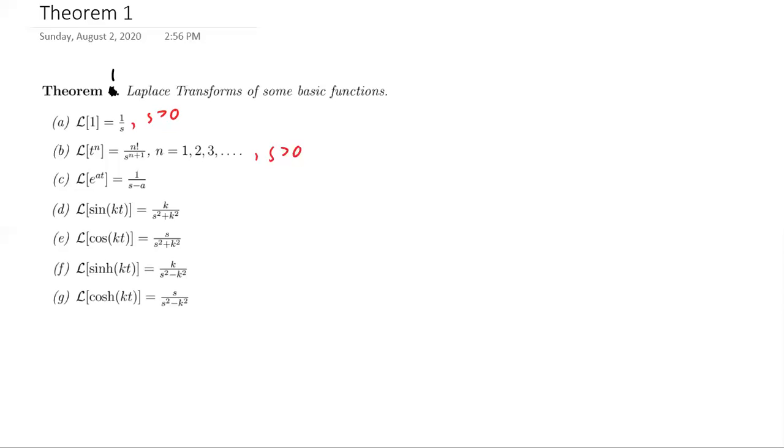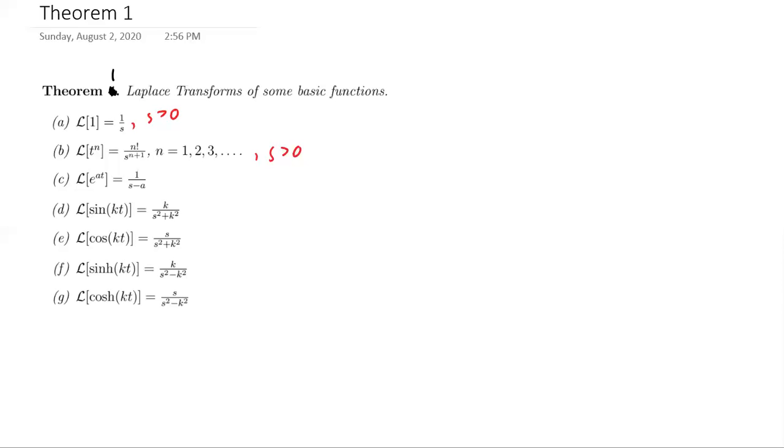So the fact that s has to satisfy some properties is included in there. But for most purposes in this class, you won't really have to worry about what s is, so what the domain of the function is at the end. So again, that's why they don't include it in the theorem in the book.